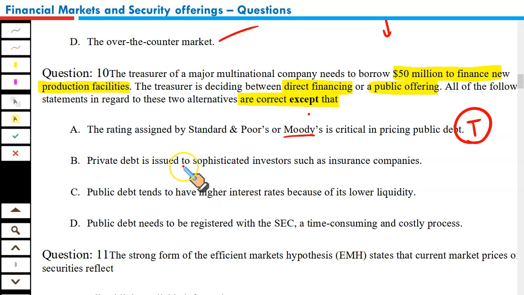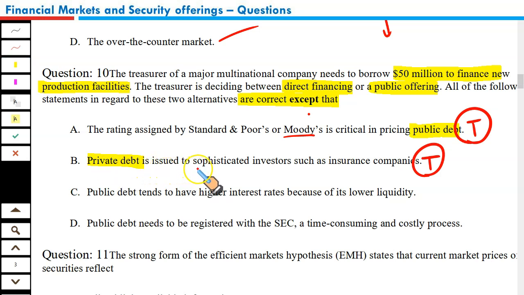Private debt is issued to sophisticated investors such as insurance companies. This is true as well. So there's a difference between private and public debt. If I want to bring bonds and sell them to you, Suji, Shamsu, you, Najaf, Navneet, to you guys, this would be a public debt offered to all who are in the market. But a private debt would be bonds issued to some sophisticated investor like Vivek. Vivek is an investment banker, or maybe he's an insurance company, and I offer my bonds directly to him, not offering to the general public. This is called private debt. So this statement is true as well.